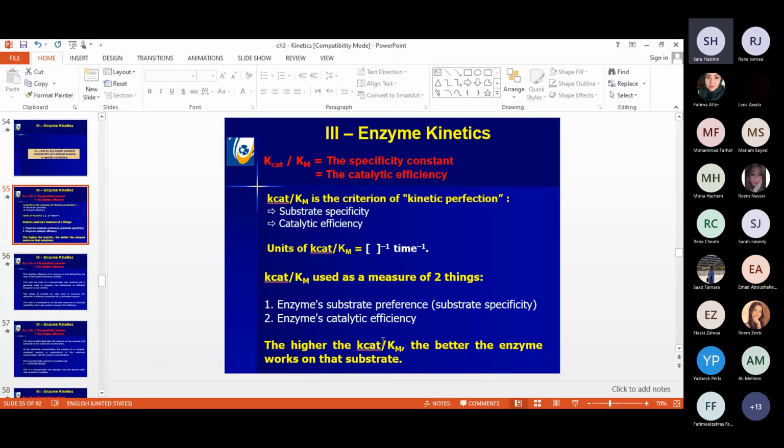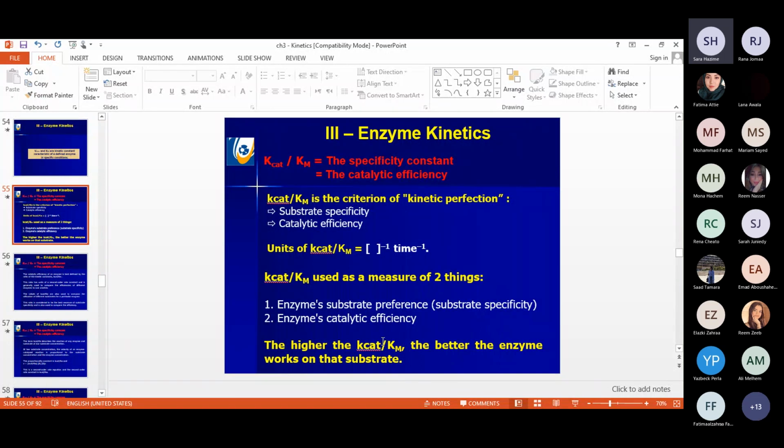ratio K-catalytic over Km. Keep in mind, if you want to know which one is the best enzyme or couple enzyme substrate, you have to judge based on this specificity constant, which is K-catalytic on Km, and not the value of K-catalytic alone or the value of Km alone. And you will see this during the examples in a little bit. So the ratio K-catalytic over Km is called the specificity constant, or the catalytic efficiency, and is considered to be the criterion for a kinetic perfection.